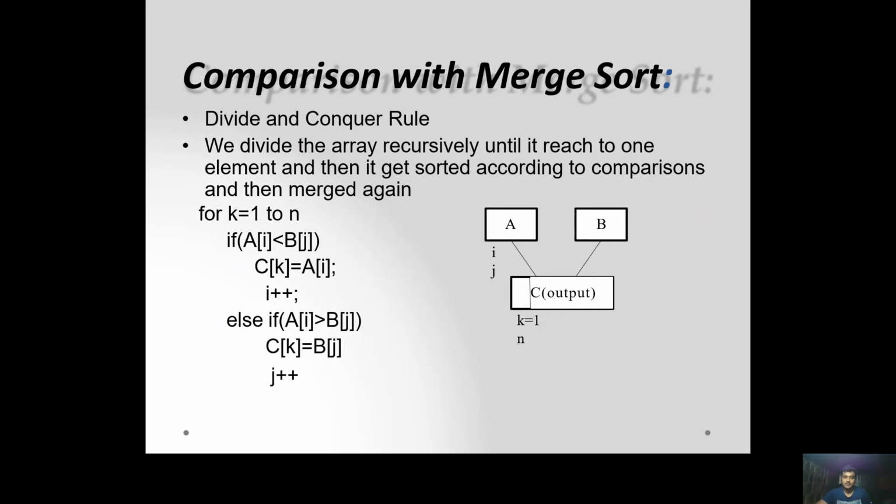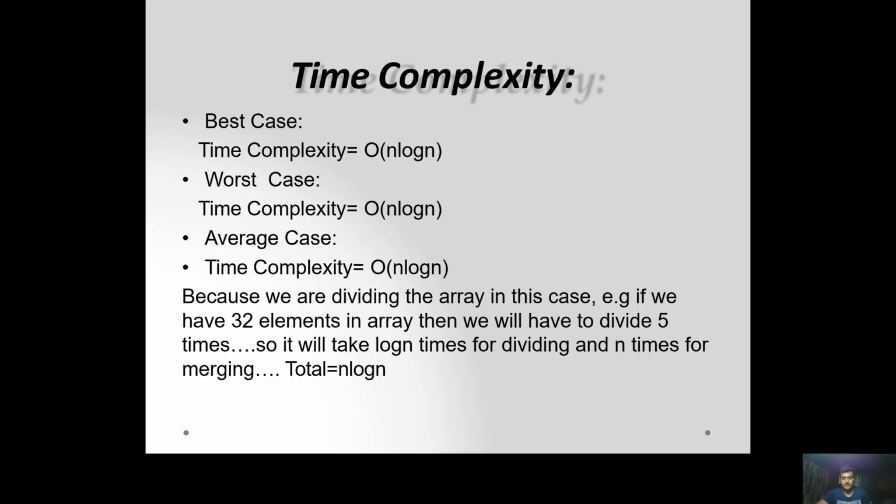Comparison with the merge sort. In merge sort, we use divide and conquer. We divide the array recursively until it reaches one element, and then it gets sorted according to comparisons and then gets merged again. Here's the code for merge sort.